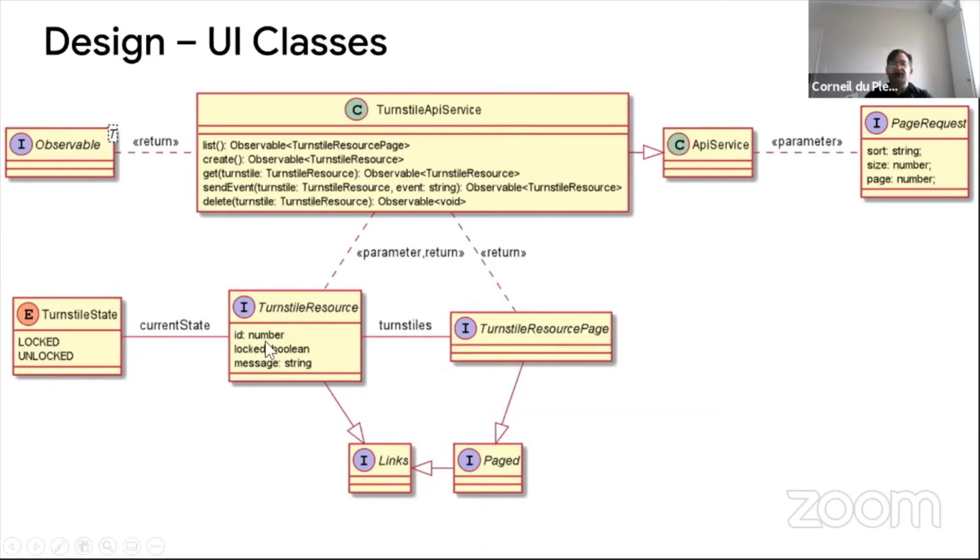The turnstile resource, now you see this is a familiar structure. It extends links because it's going to get links. And the turnstile resource page extends page, and it has many turnstiles. The turnstile has a current state because I want to represent that state on the front end as well, because I want to show you what the state is. And then obviously it uses observable once again.